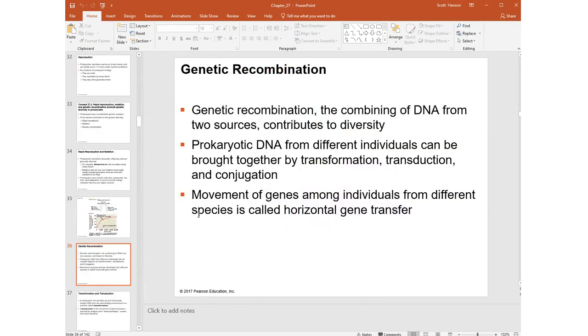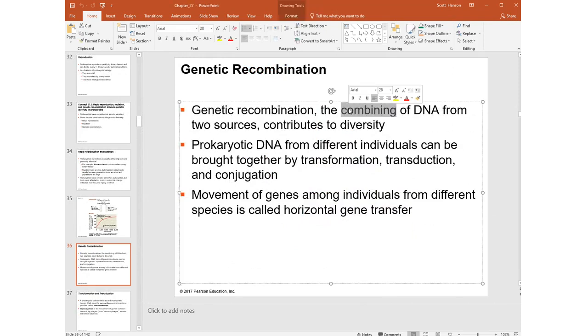So then genetic recombination, this is another thing they can do. The combining of DNA from two sources is genetic recombination, and that contributes to the genetic diversity of prokaryotes. Prokaryotic DNA from different individuals can be brought together by either transformation, transduction, or conjugation. And movement of genes among individuals from different species is called horizontal gene transfer.